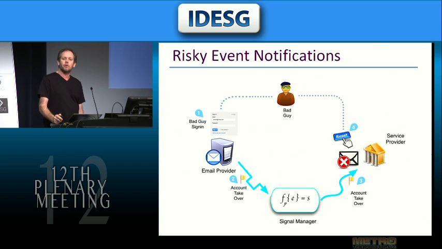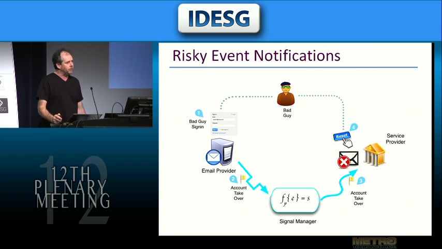The problem here is I'm actually making use of a trusted communication channel, which is the email address. If that's been subverted, we're about to lose an account. And this is actually one of the most common ways that we see accounts subverted, which is the password reset model.